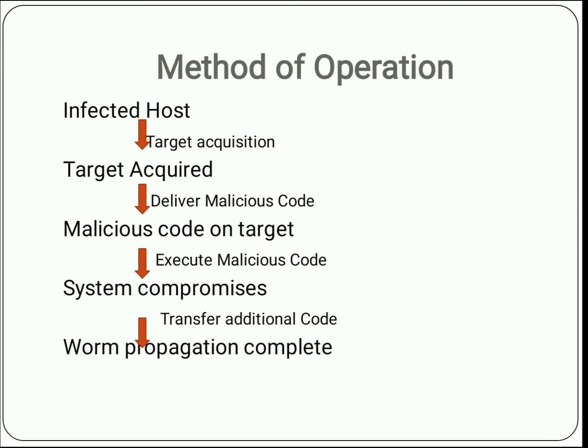Then the malicious code is present in the target and starts to execute in the target machine, so that the system is compromised now. Then it transfers the additional code, and when propagation is complete, from the last stage it goes back to the first stage. It will search for another target. Once the target machine is found, the malicious code is transferred, it starts to execute, and then propagates from there onwards. In that way the worm spreads very rapidly.